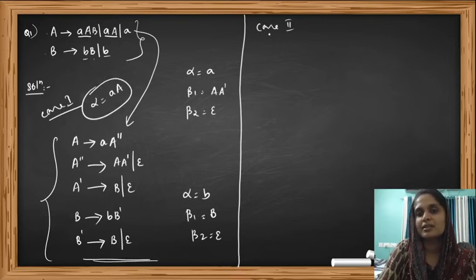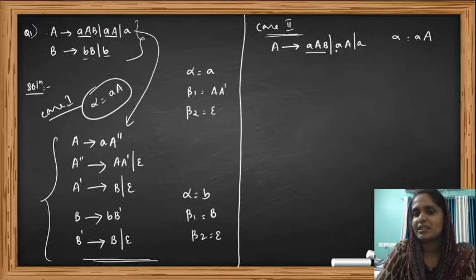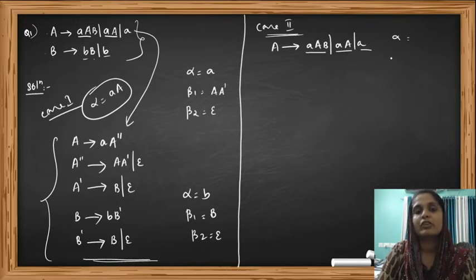Now let's consider case 2, in which this production, A produces a B bar, a A bar, a. In this production, instead of taking alpha as a, that means in the previous example, I just considered these two terms and I took alpha as a, right? But here, I am not considering these two terms. Instead, I am considering all the 3 terms. Then what will be the value of alpha? If I consider all the 3 terms, alpha will be simply a.